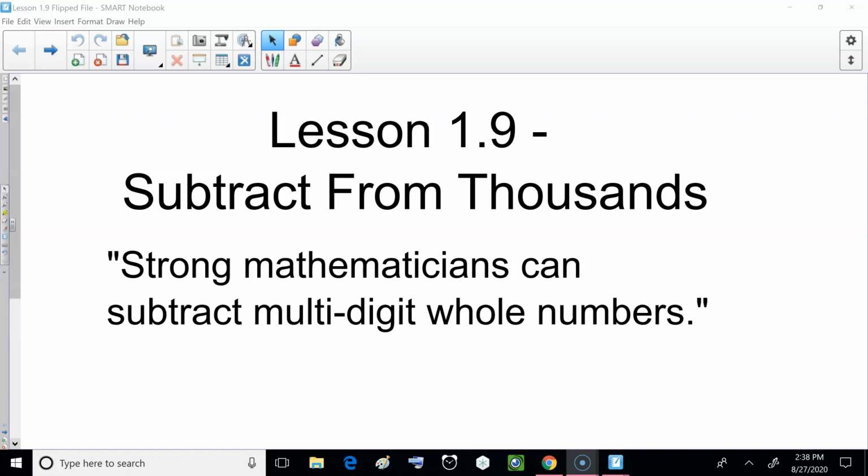Welcome class to today's lesson, lesson 1-9, subtracting from thousands. Strong mathematicians can subtract multi-digit whole numbers is the goal when we get done going through this lesson.